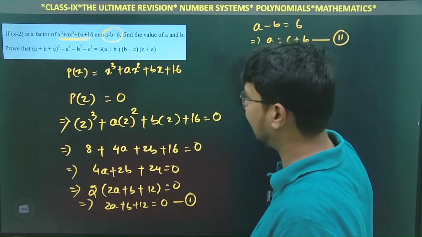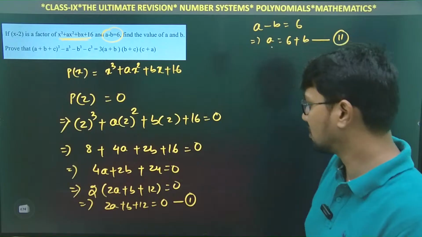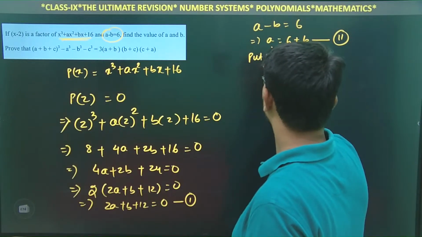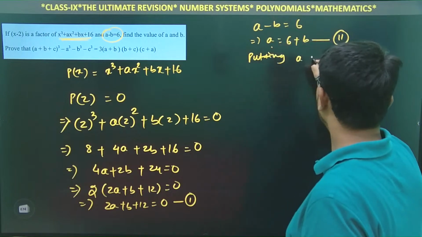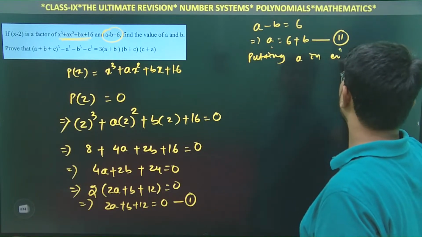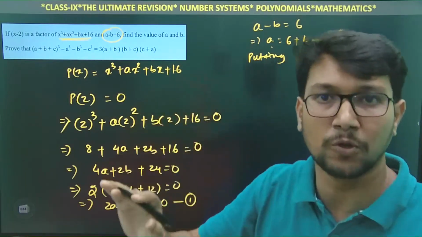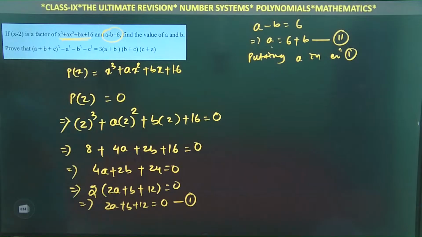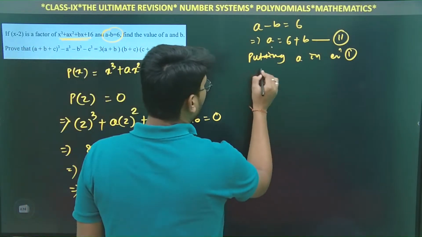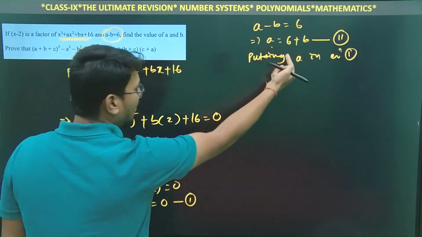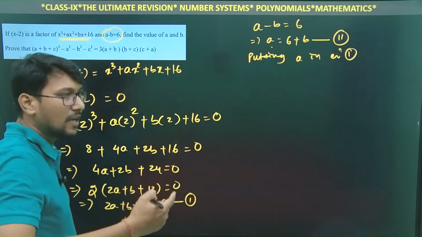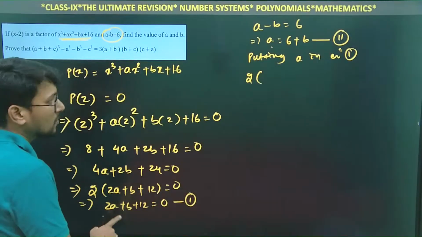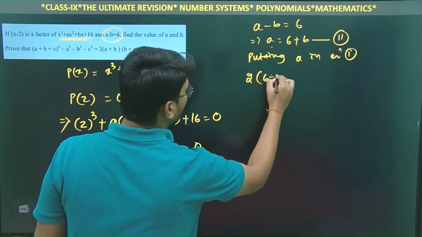Let us replace a in equation 1. The value of a we have to put in where? Equation 1. Is that clear, everyone? So what will this become while replacing the value of a in equation 1? Wherever there is a, 2a will become 2 into (6 plus b).